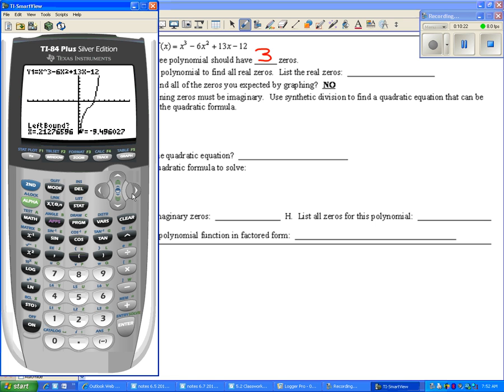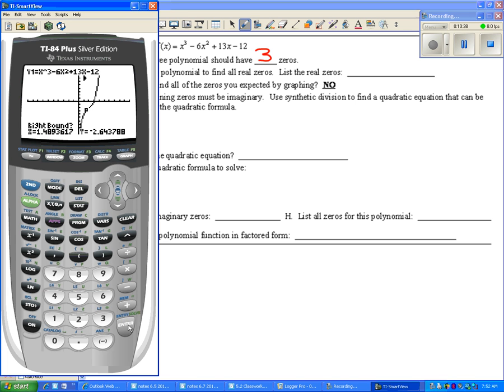Well, actually, that's when x was 0, not when y was 0. My x-intercept, my 0 is when y is 0. Here's my little cursor right here. And I'm to the left of my 0. So I'm going to hit enter.